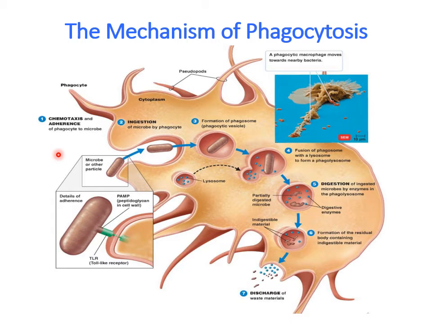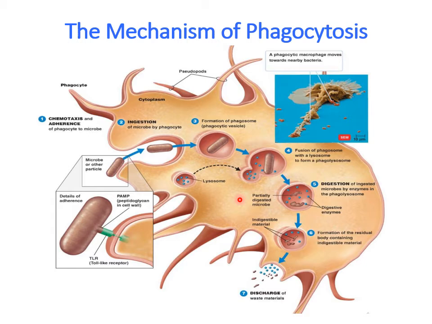From adherence, ingestion occurs. The plasma membrane of the phagocyte extends projections called pseudopods that engulf the microorganisms and form a vesicle called a phagosome. Next, the phagosome merges with a lysosome to form a phagolysosome. Lysozyme and other enzymes, and reactive oxygen species, will destroy the pathogen within the phagolysosome.